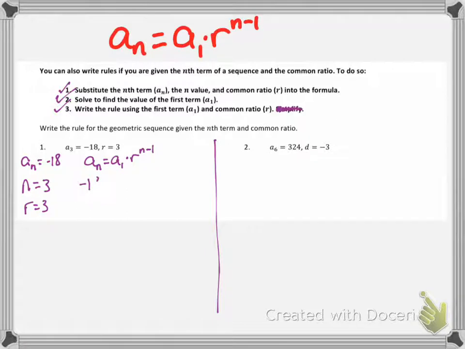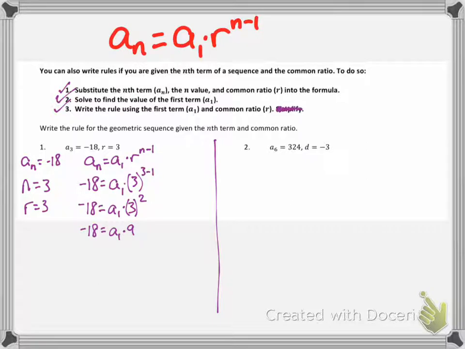So again, we know what a sub n is because we know what that nth term is. We don't know a sub 1. We're trying to find that. We know the ratio. We know the exponent. So, first thing we're going to do, simplify the exponent. You can put parentheses around this or not. That really doesn't matter too much. So I end up with negative 18 equals a sub 1 times 3 squared. We'll do 3 squared. That'll get me 9.